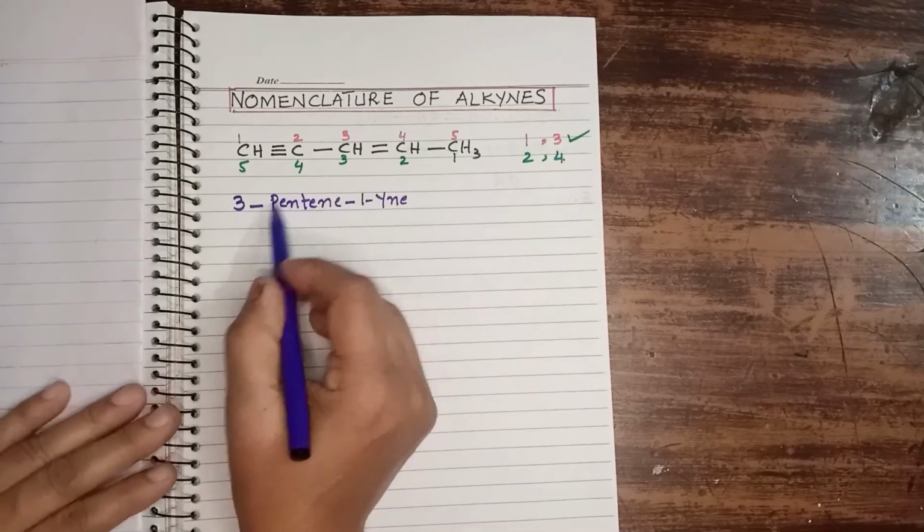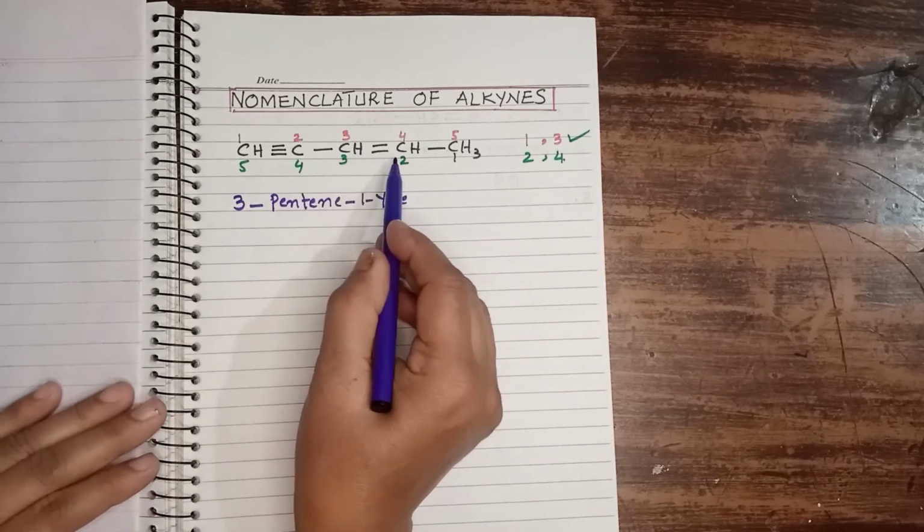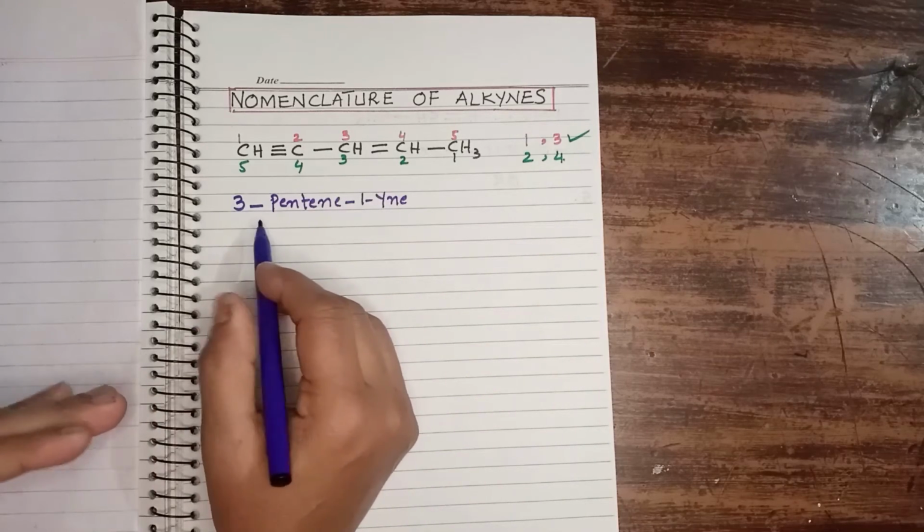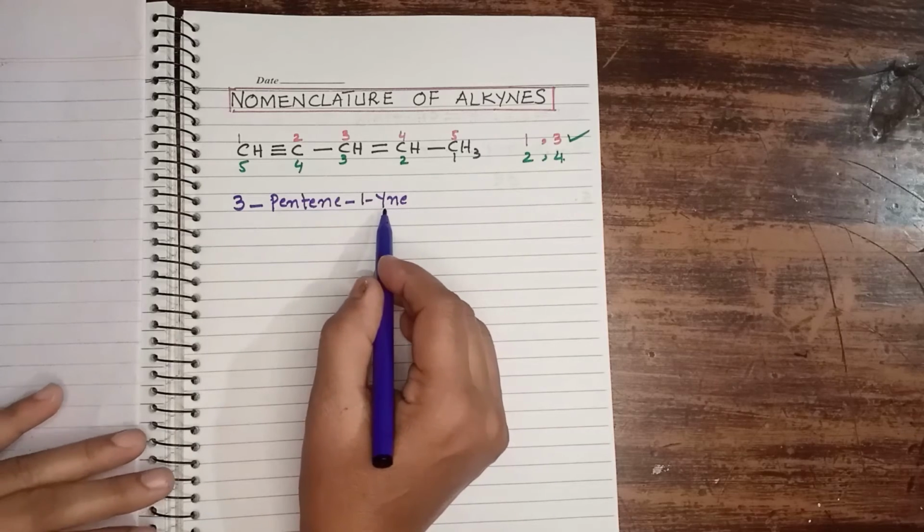Whatever is the position of the double bond in the molecule, first of all we will write the double bond, right, and then we will write the triple bond.